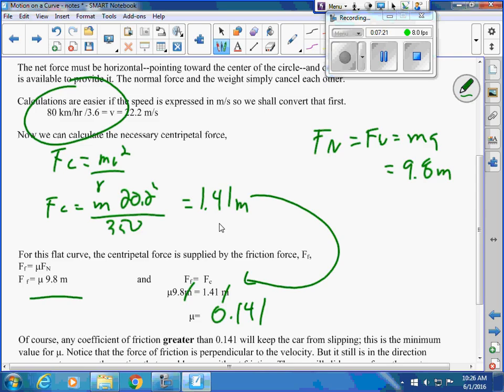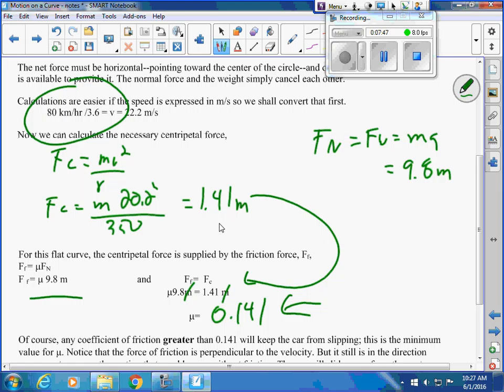Now, is this a small mu value, 0.141? Pretty small, right? When we did the wood coefficient one, you should have got a value of about 0.2, 0.25 or so. So a sheet of plywood and a 2x4 has greater friction than this particular necessary roadway. So what does that mean? It means that anybody can drive around this corner at 80 kilometers an hour.